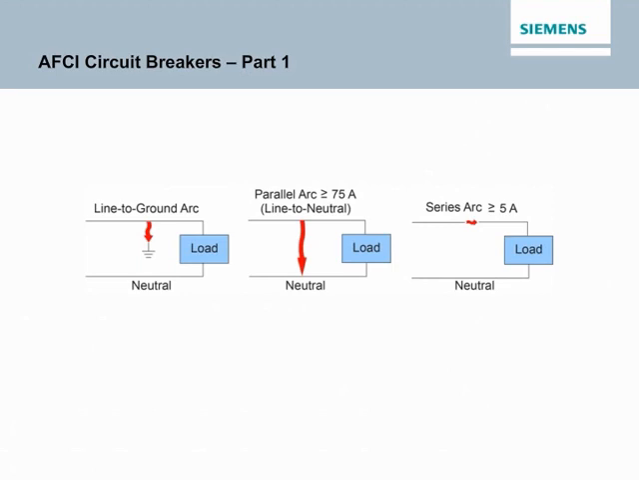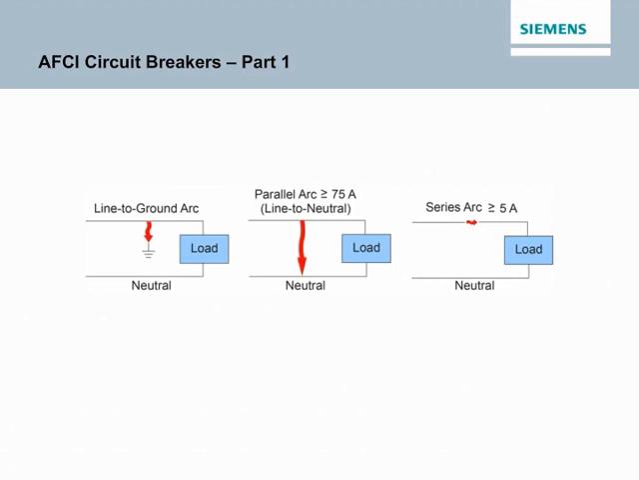The first AFCI circuit breakers developed were branch feeder AFCI circuit breakers that, in addition to providing overcurrent protection, are intended to protect branch and feeder wiring from the damaging effects of line-to-ground arcs and high-energy parallel arcs. High-energy parallel arcs are line-to-neutral arcs greater than or equal to 75 amps.